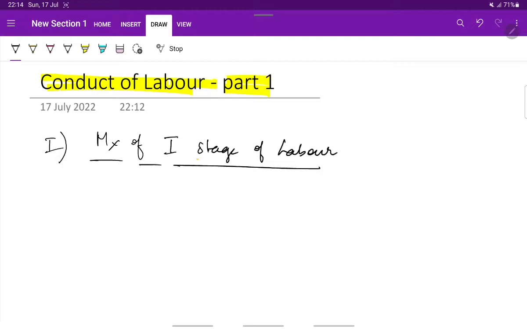We will see how to manage each stage of labor. First is the first stage of labor, which is nothing but the onset of painful uterine contractions to full cervical dilation.